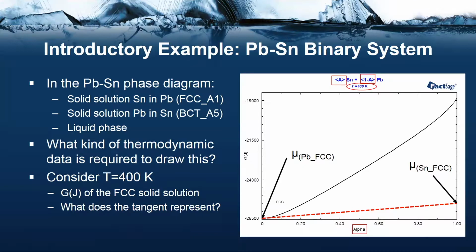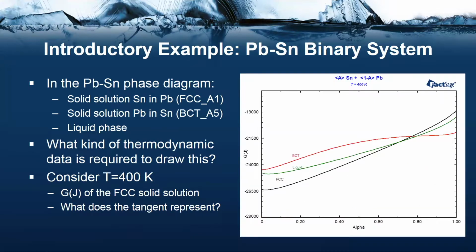Therefore, we'll introduce the Gibbs free energy function for the two other phases at T equals 400 Kelvin. In this figure, we have added the BCT phase and the liquid phase. So you still have the Gibbs free energy function of the FCC phase right here, but we have added the liquid and the BCT phase as well, as a function of the composition, of course. Consider that the equilibrium composition at any given temperature is governed by the lowest overall Gibbs free energy of the system.